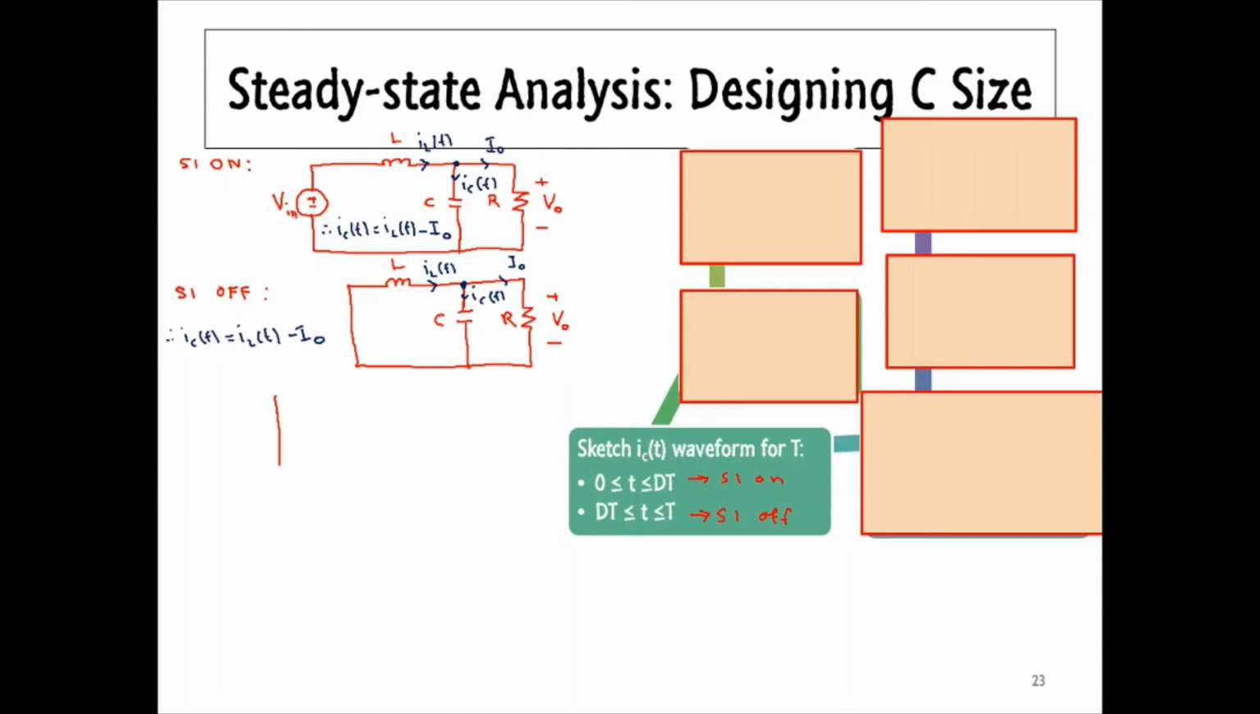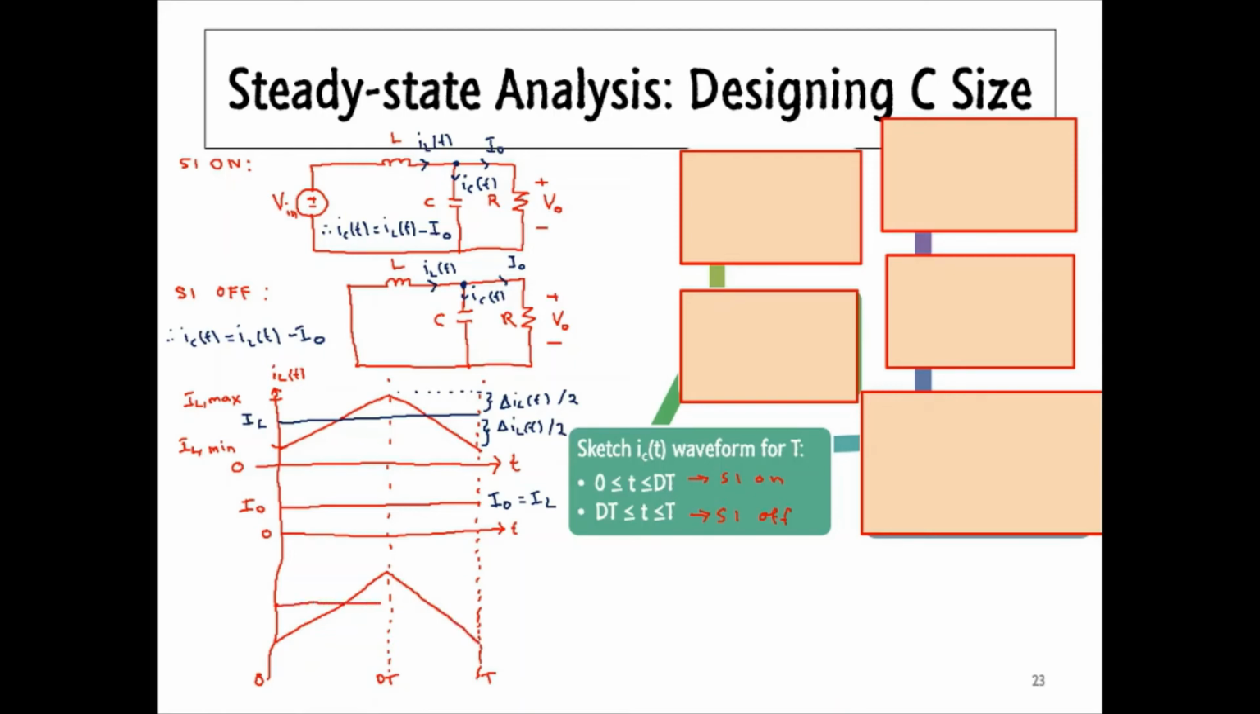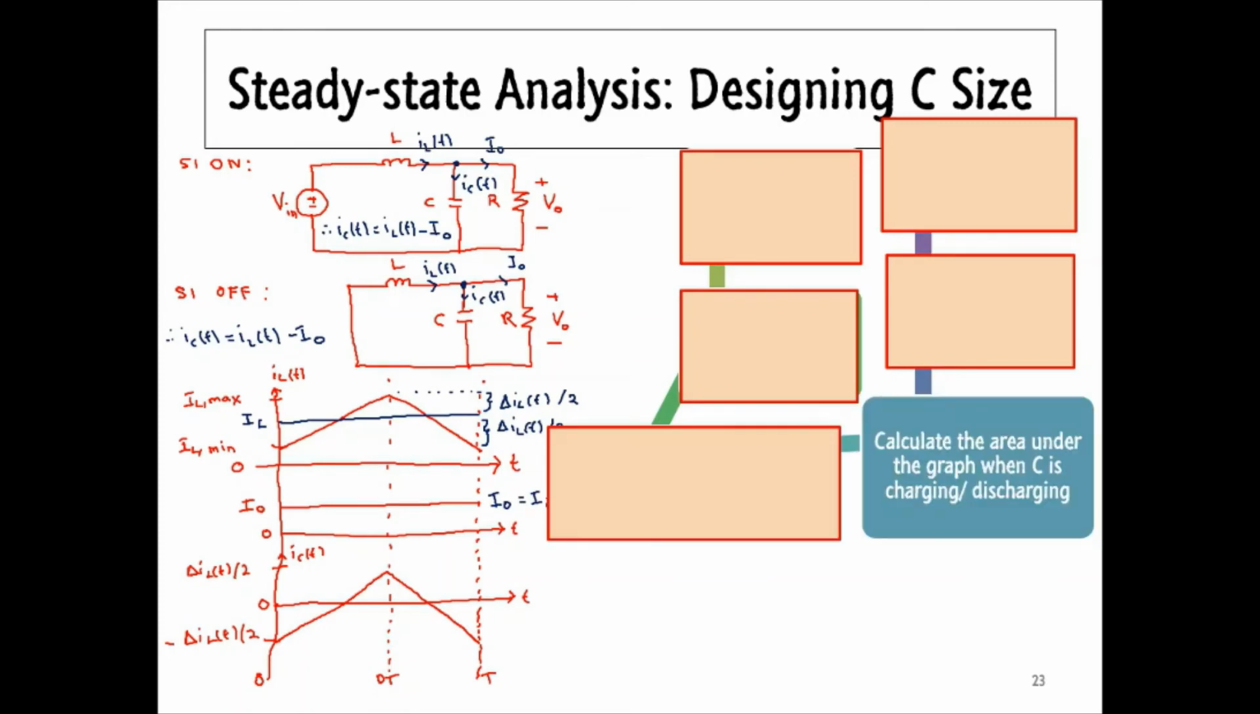We will start with the inductor current waveform, followed by the output current waveform. Lastly, based on the current equation, we can sketch the capacitor current waveform. Next, we will calculate the area under the graph.